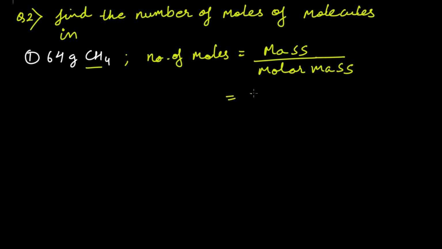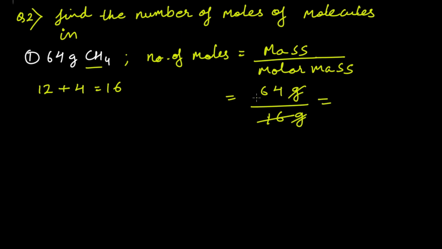Right? Now mass given is 64 gram. You have to find the molar mass. Molar mass of carbon is 12. Hydrogen is 1. But how many hydrogens are there? 4. So molar mass will be 12 plus 4 is equal to 16. Molar mass of CH4 is 16 gram. Okay, you have to write gram also. So gram and gram will cancel out, and 16 and 64 will also cancel. So you have 4 moles. So 64 gram of CH4 has 4 moles.